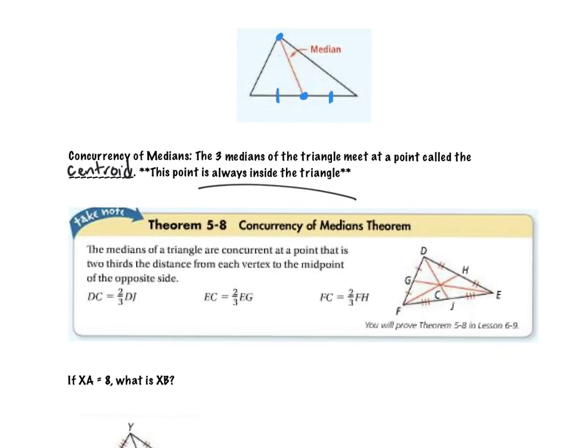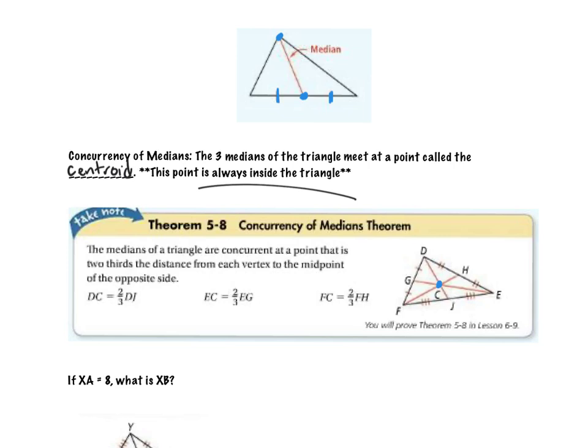So when we look at this here, C here is the centroid, right? It's where those 3 medians intersect. So there's a relationship that happens once I know where the centroid is, as far as the length of the segment and the 2 smaller parts of it.